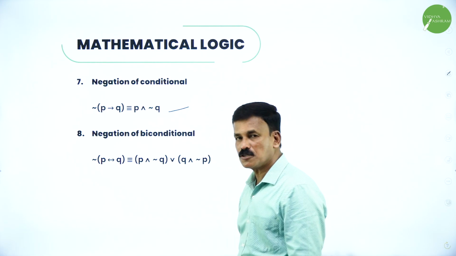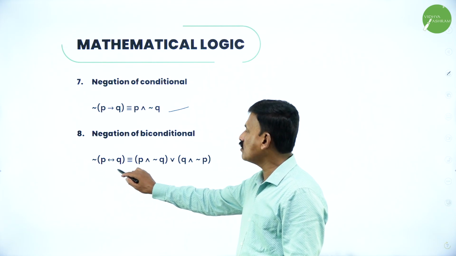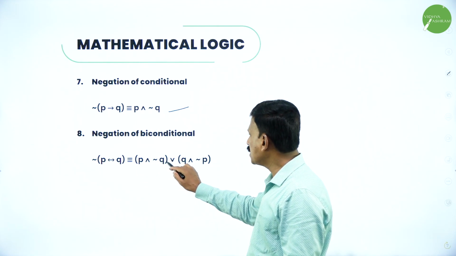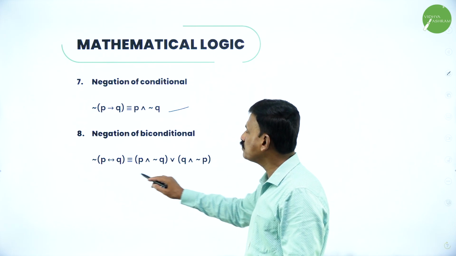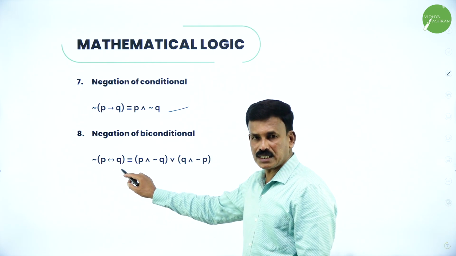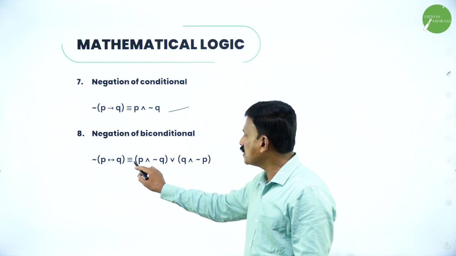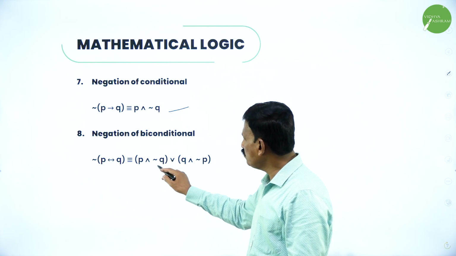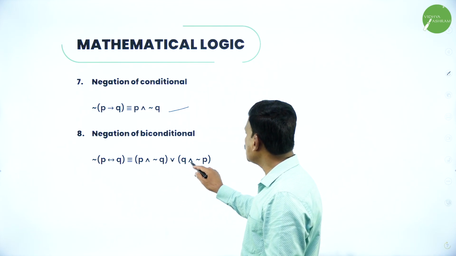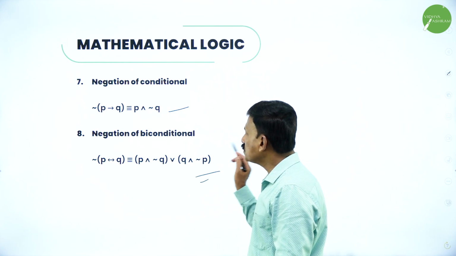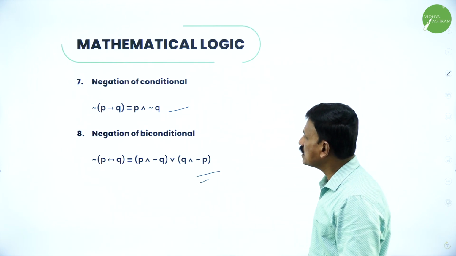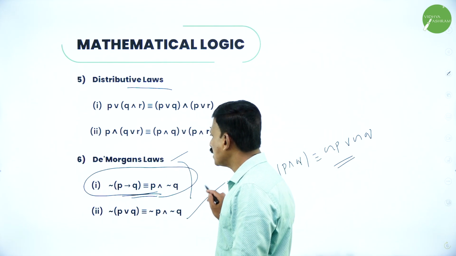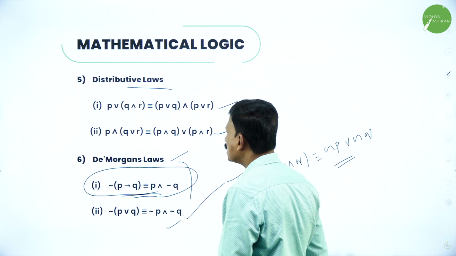Negation of a biconditional. Negation of P biconditional to Q is logically equivalent to P conjunction negation Q disjunction Q conjunction negation P. Negation of biconditional statement, that is P biconditional to Q, whose negation is logically equivalent to P conjunction negation Q disjunction Q conjunction negation P. So, this is negation of a biconditional and a conditional statement. So, this is nothing but the negation of a conditional statement, and these are called De Morgan's law.